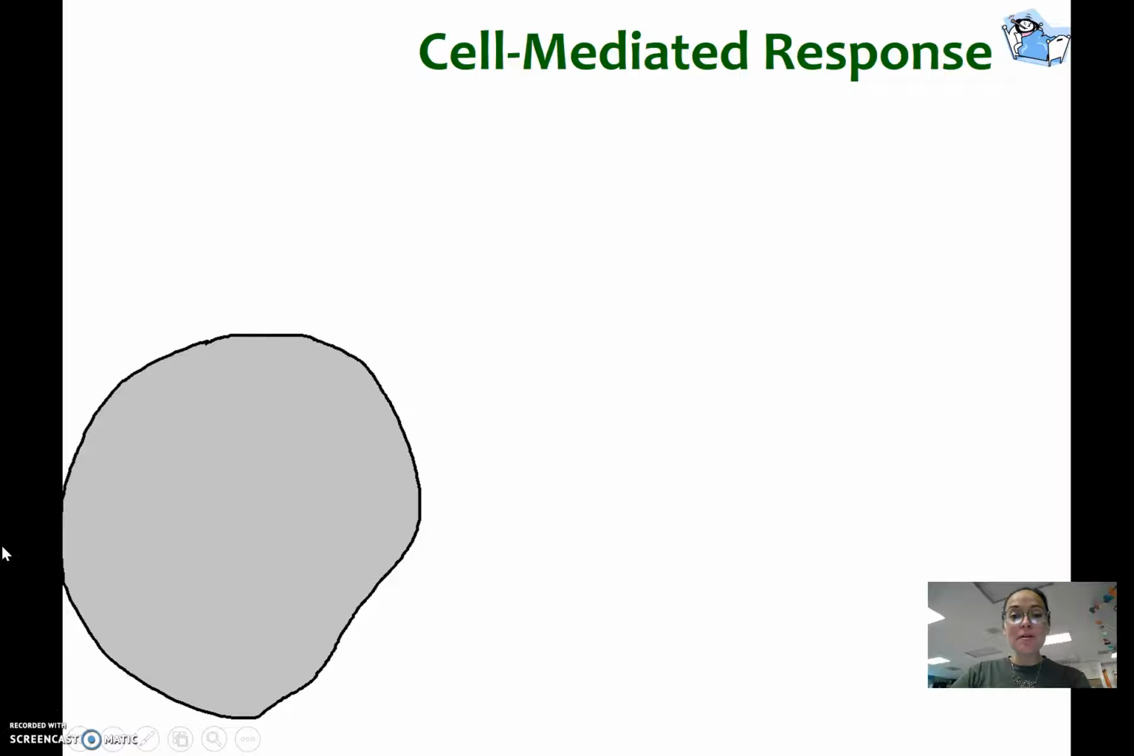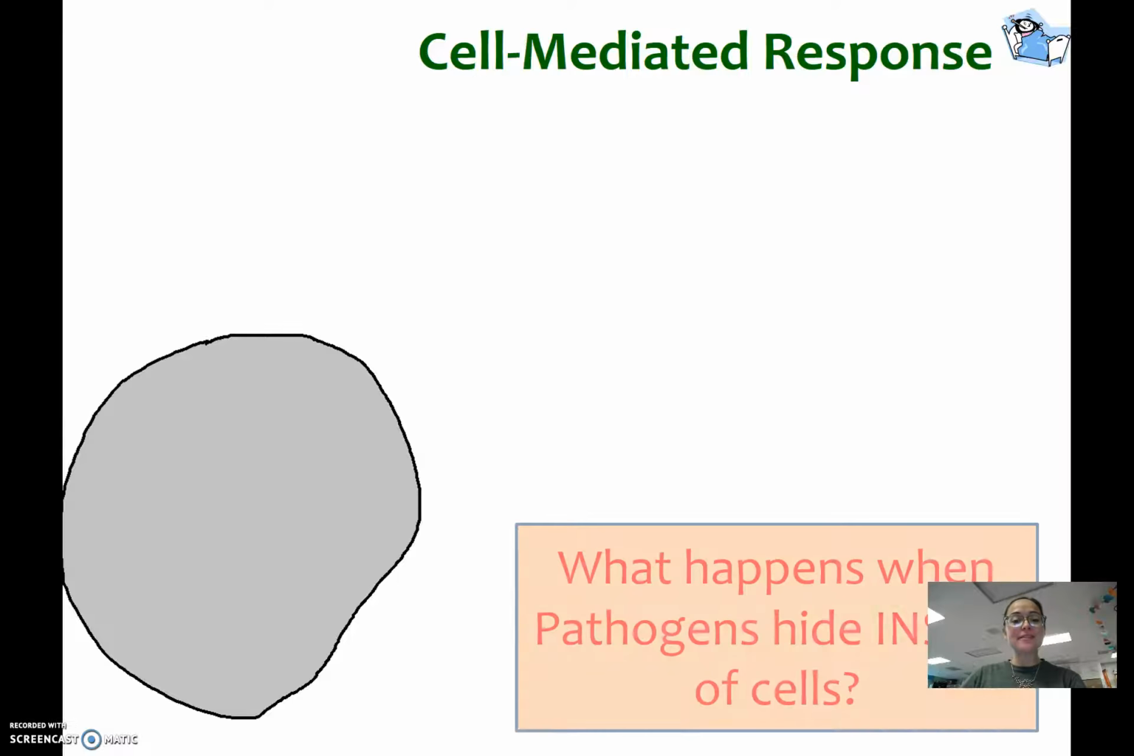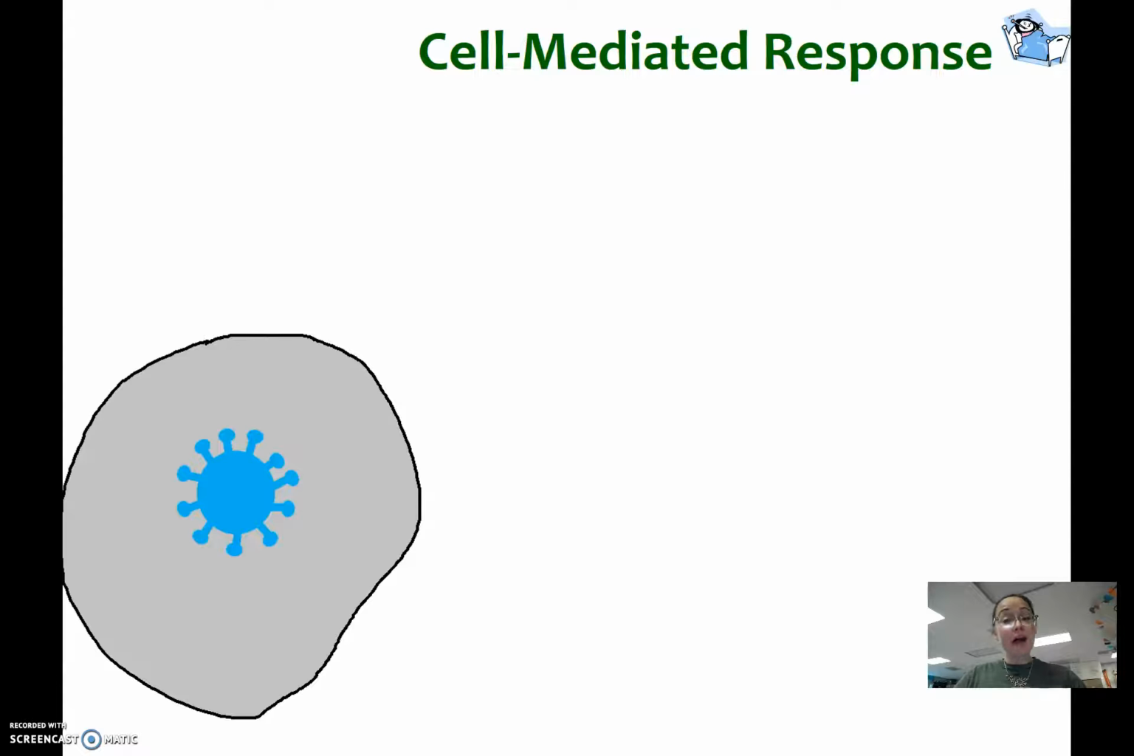So for the cell-mediated response, what we're looking at here is what happens when a pathogen is hiding or reproducing inside of cells. So here let's take a virus, and a virus is hiding within a cell and it's replicating. Remember, a virus needs a host. So when there's a virus hiding inside of a cell, it would be ideal if we can stop the replication of that virus so it doesn't spread throughout the body.